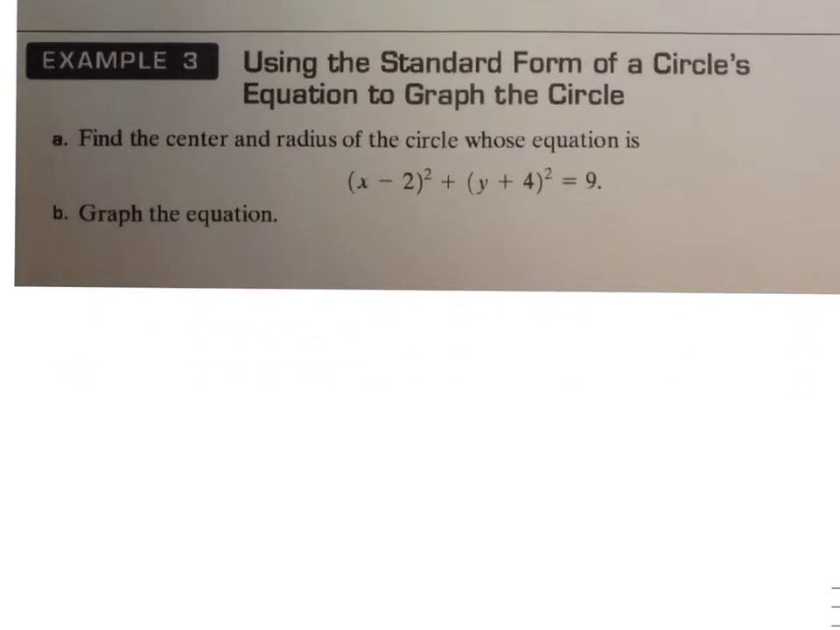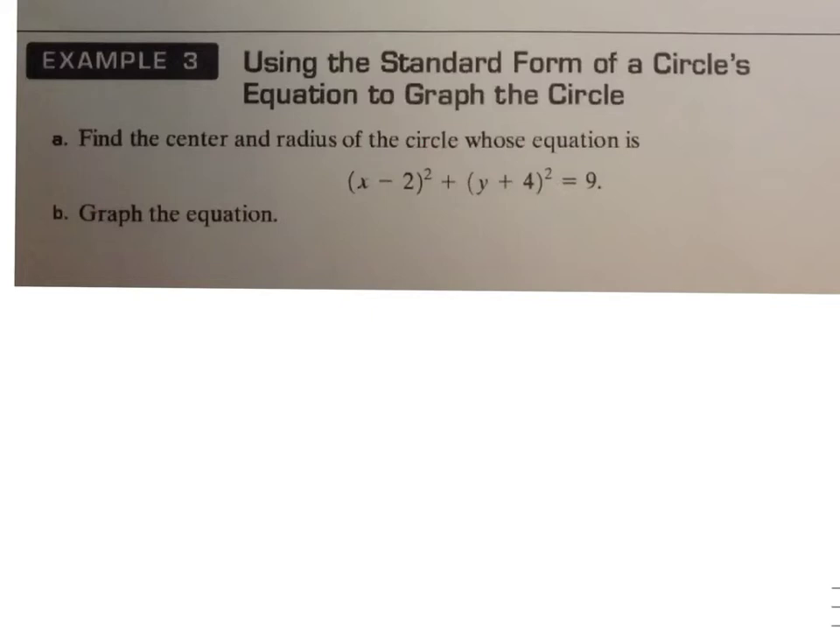It says find the center and the radius of a circle whose equation is (x − 2)² + (y + 4)² = 9. Part B says graph the equation, so we're going to have to graph these things, which is a little different than what we've talked about, and I'll show you how to do those.